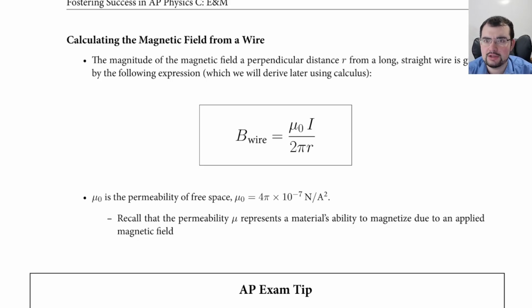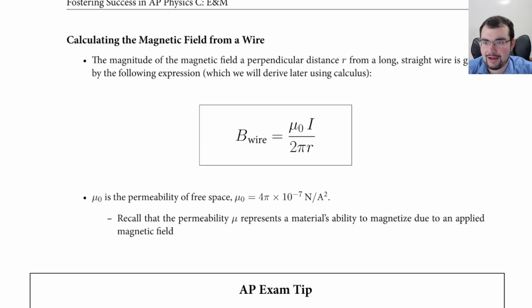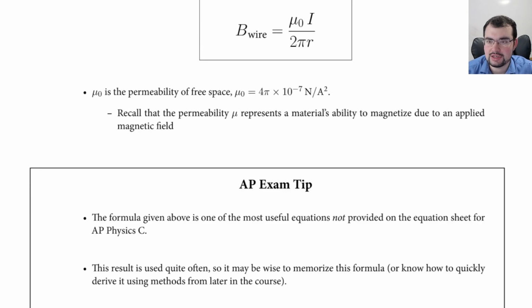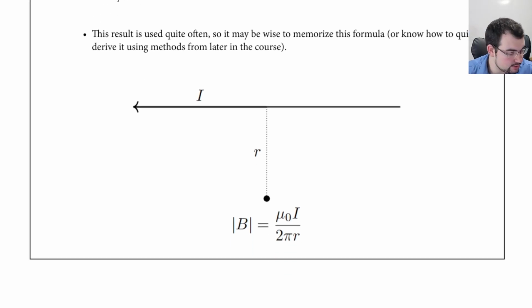In this class, we're going to assume that our wires are very long, unless told otherwise, so that we can use this formula. If it wasn't infinitely long, you'd have to use some more calculus ideas, and you get a nastier looking formula. Because you can prove it with calculus, this is actually not on the AP C formula sheet, but it is on the AP 2 formula sheet. So this is an equation that you absolutely should memorize.